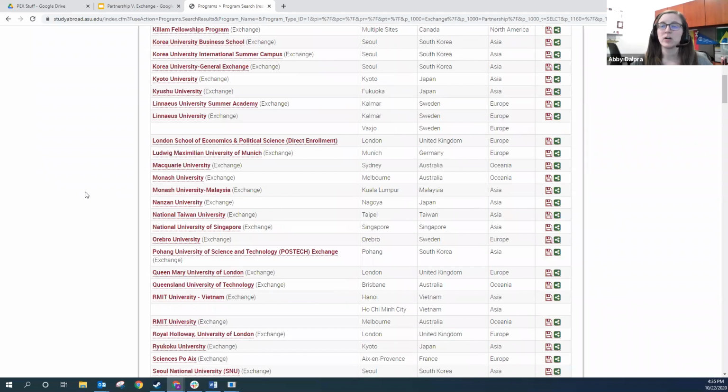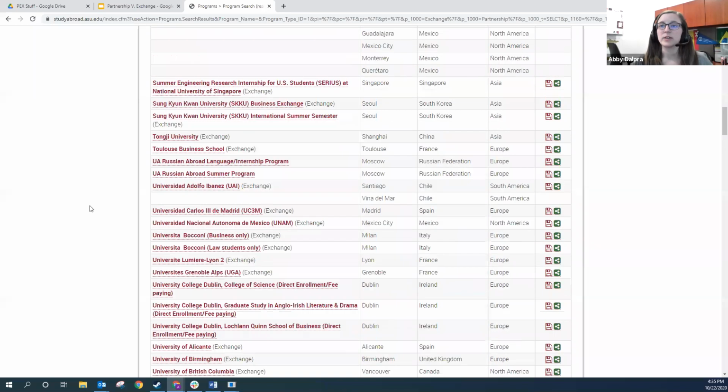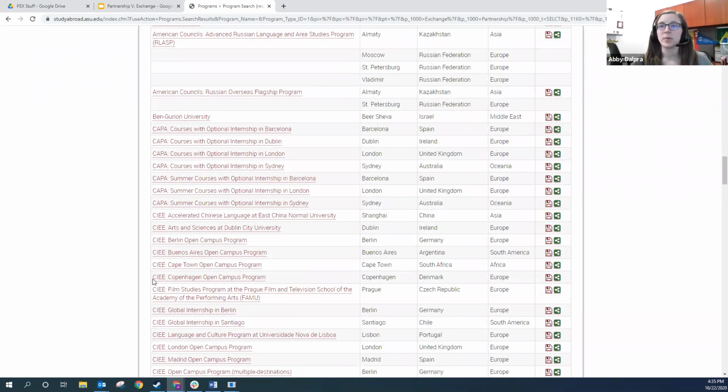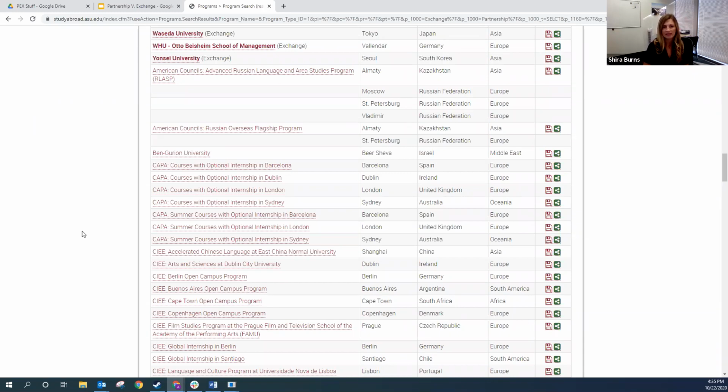So all of these programs are partnership and exchange programs. The ones that are bolded are exchange programs. And then as we get further down, these are partnership programs, the ones that are not bolded. Okay. And the partner is, you see some initials before the actual program name. So right now we're looking at some CAPA programs, some CIEE programs. So CAPA is the provider for those programs. CIEE is the provider for the programs below that.